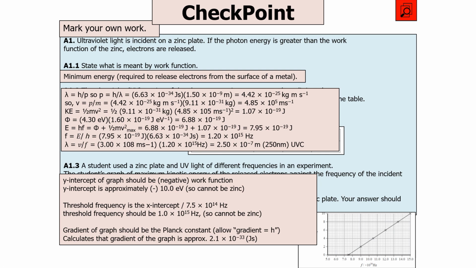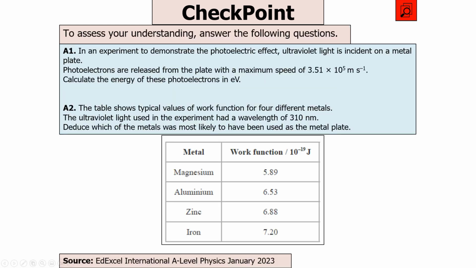So the next question says, in an experiment to demonstrate the photoelectric effect, ultraviolet light is incident on a metal plate. Photoelectrons are released from the plate with a maximum speed of 3.51 times 10 to the 5 meters per second. Calculate the energy of these photoelectrons in eV. Then the table shows typical values of the work function for 4 different metals. The ultraviolet light used in the experiment has a wavelength of 310 nanometers. Deduce which of the metals was most likely to be used as the metal plate. So pause the video now, then unpause the video when you want to go through your answer.